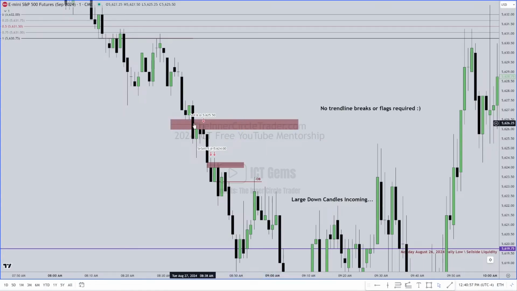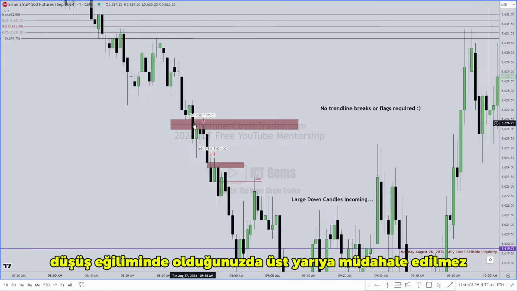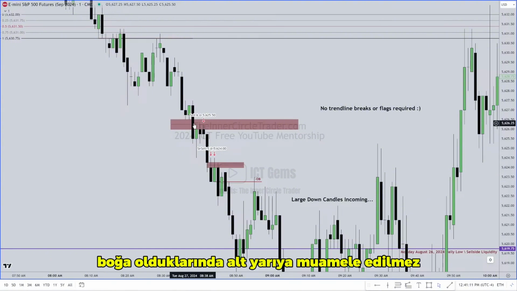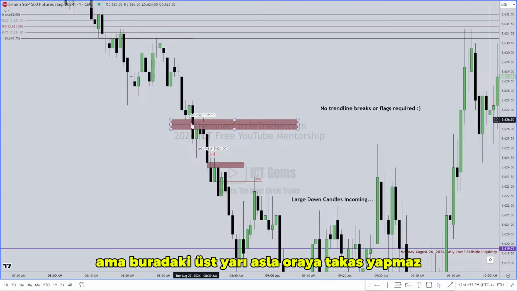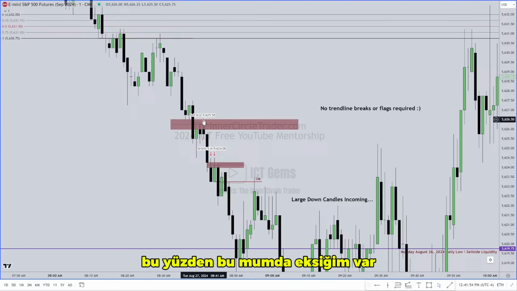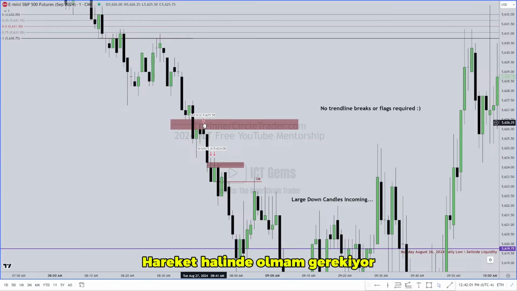See that? Now, what have I been teaching in the 2024 mentorship? PV arrays, the highest form, the highest order of order flow around them is when you're bearish, the upper half are not traded to. When they're bullish, the lower half are not traded to. That's the signature. But the upper half here never trades to it there. So I'm getting short on this candlestick as it's already proven here, here, and here, and I need to be in on the move.